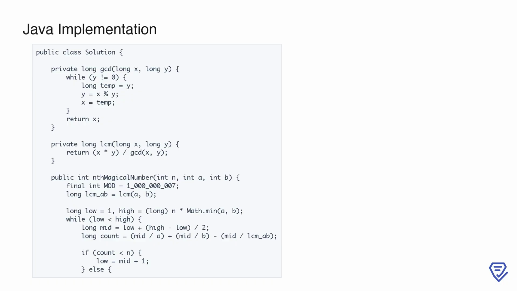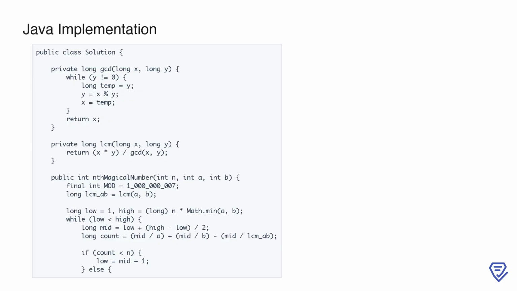Now, looking at the nthMagicalNumber method, we start by defining the modulo constant mod as 1,000,000,007 since we need to return the result modulo this value. Then, we compute the LCM of A and B, which allows us to account for numbers that are divisible by both A and B.